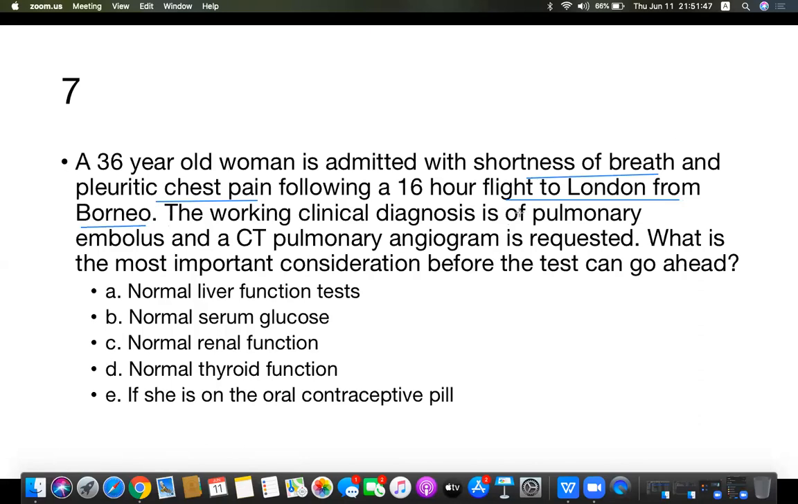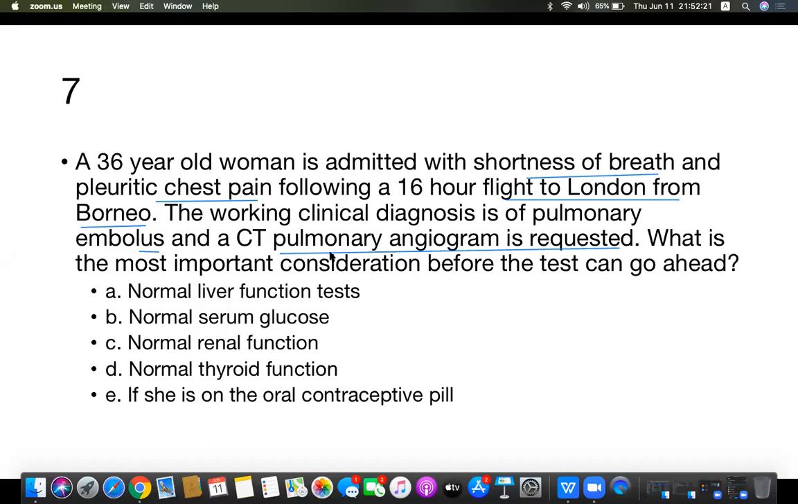Now during that time, what happens? Because of prolonged sitting in one place, there is high chance of formation of deep vein thrombus. Somehow that deep vein thrombus may get detached and results in pulmonary emboli, and they want to rule it out. So the working clinical diagnosis is a pulmonary embolus, and a CT pulmonary angiogram is requested. So what is the most important consideration before the test can go ahead?